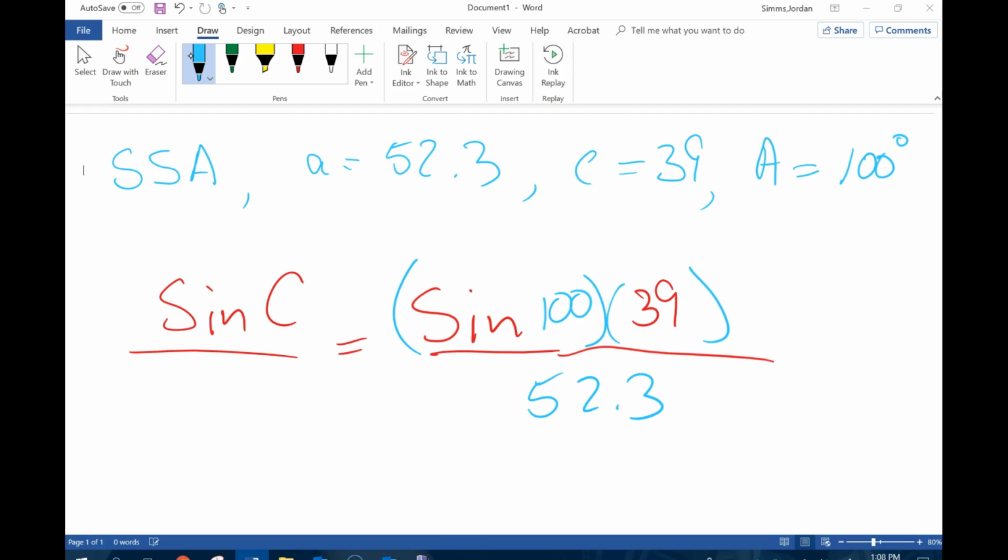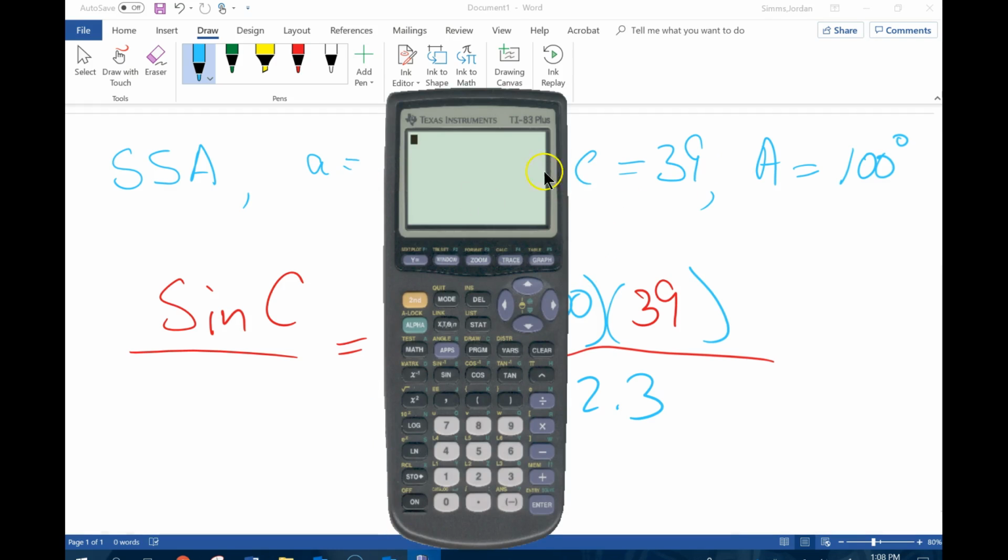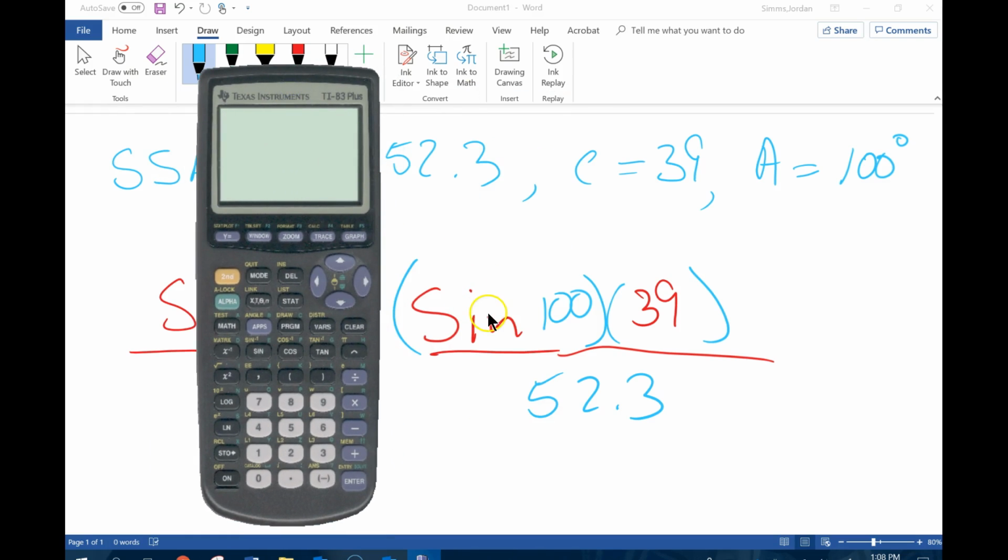So a couple of things to think about when you're doing this. Number one, make sure you're in degree mode because we're given all these angles in degrees, so put your calculator in degree mode. I'm going to use the TI-83 here to show you, but obviously just check that out. So I'm going to select degree mode so I don't get this wrong.